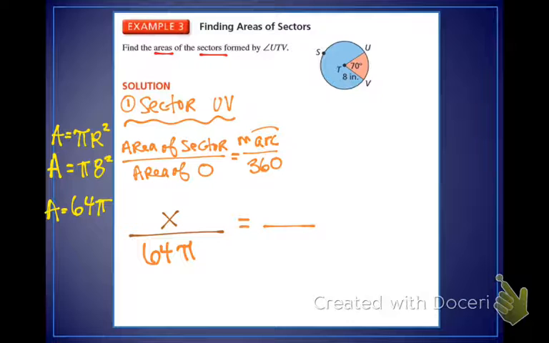What is the measure of the orange arc, the measure of UV? 70. 70 degrees out of how many? 360 degrees. All right, so what is happening to x? It is being divided by 64 pi. What is the opposite of dividing by 64 pi? Multiplying by 64 pi. So you're going to do both sides.